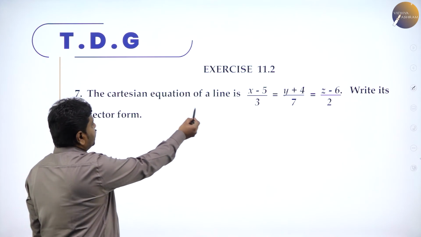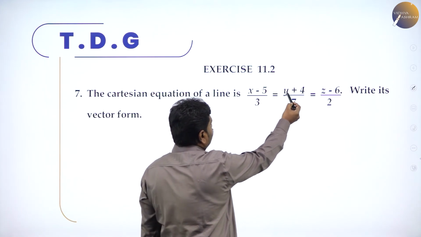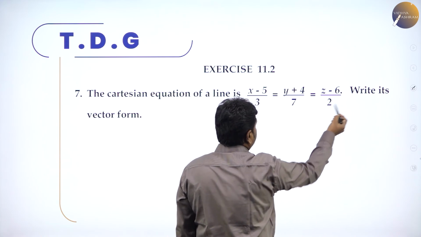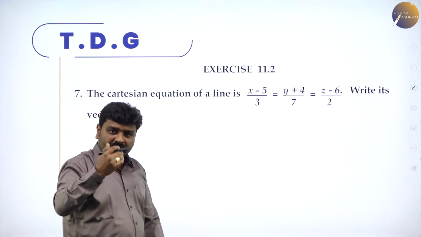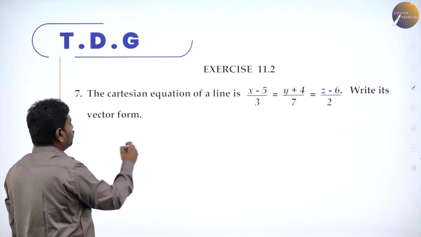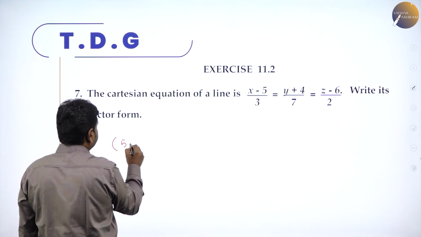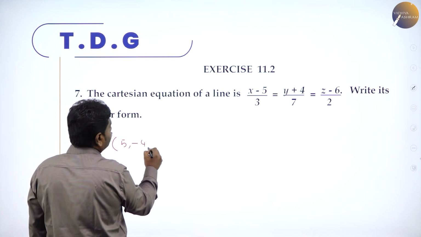Now, the Cartesian equation of line (x minus 5)/3 equal to (y plus 4)/7 equal to (z minus 6)/2. Write its vector form. They gave Cartesian form, write vector form. From the line, pick the point. What is the point? Point is 5, minus 4.